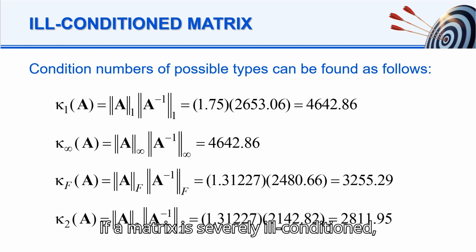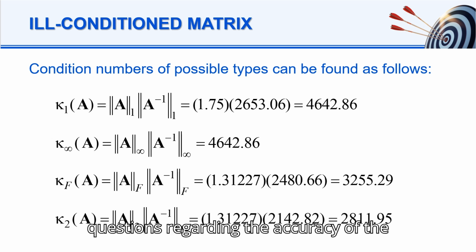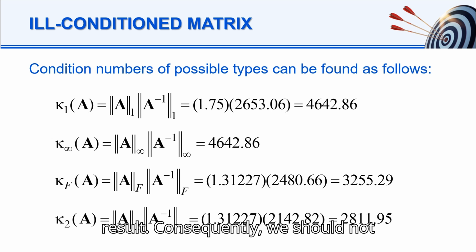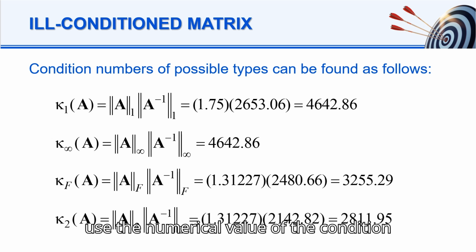If a matrix is severely ill-conditioned, estimating the condition number by evaluating the inverse matrix not only increases the computational cost significantly, but also raises questions regarding the accuracy of the result. Consequently, we should not use a numerical value of the condition number that is not reliable.